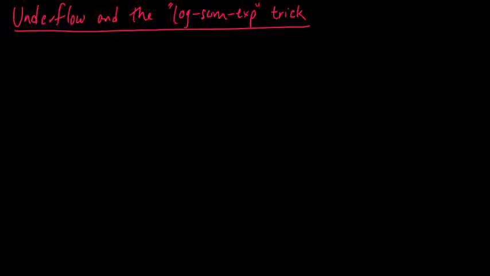A problem which is bound to arise if you implement a hidden Markov model and run it on some non-trivial length data, like n equals 100 data points or so, is underflow. Underflow is when you're trying to represent a number on the computer and it's too small for your software or your programming language to represent.